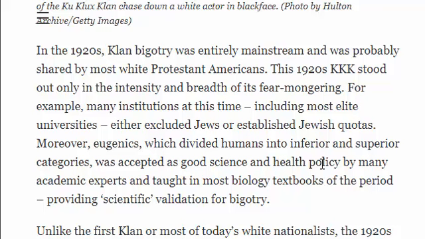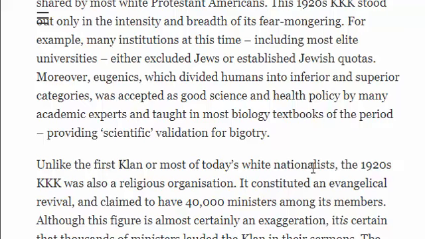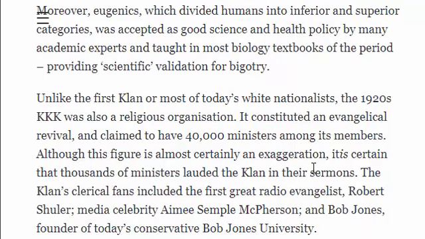Providing science fiction validation for bigotry. Unlike the first Klan and most of today's white nationalists, the 1920s KKK was a religious organization. Its constitution had an evangelical revival tone and claimed to have 40,000 ministers among its members. Although this figure is almost certainly an exaggeration, it's certain that thousands of ministers lauded the Klan in their sermons. The Klan's fans included the first great radio evangelist, a media celebrity, Aimee Semple McPherson, and Bob Jones, founder of today's Bob Jones University.